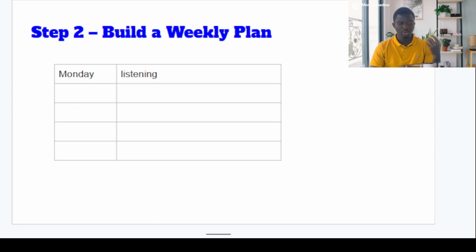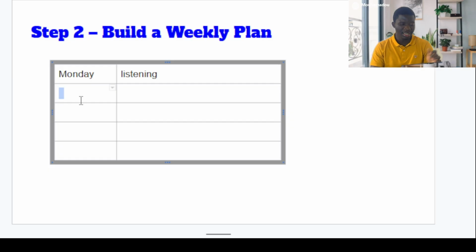From this format, you need to come up with a weekly learning plan. So for example, you can say on Monday, I'm just going to focus on listening. Tuesday, I'm going to do writing. On Wednesday, maybe you want to rest. On Thursday, you get back to it and do speaking. And Friday, you do reading, and so on and so forth.